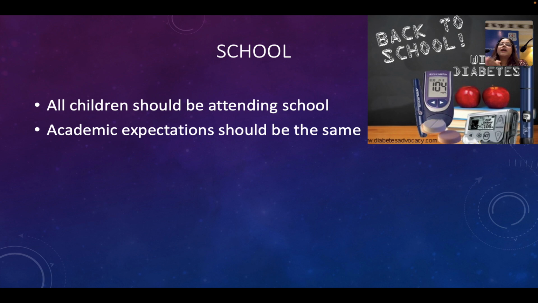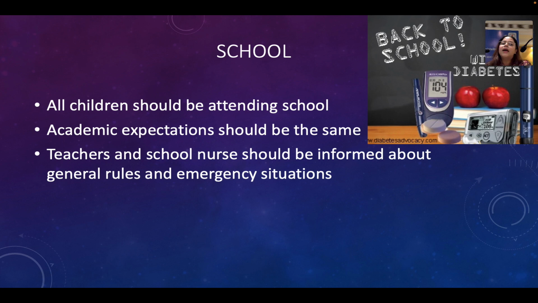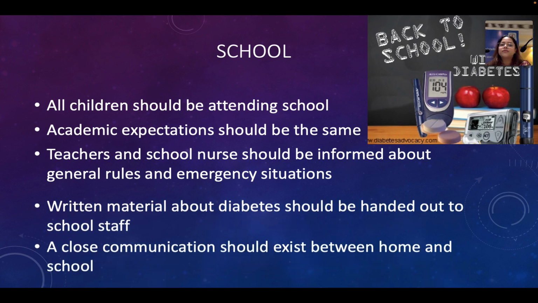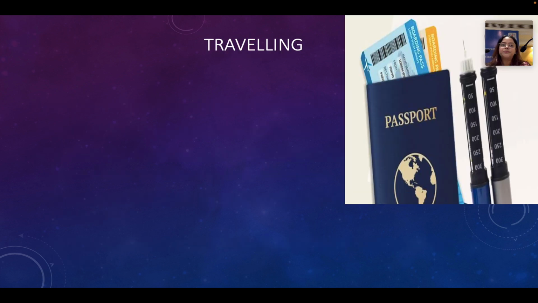So that is why we now have government approved guidelines which say that if any school refuses admission to the child or asks the child to leave the school, they are not allowed to do so, and they can be implicated for that. And academic expectations should be the same. Teachers and school nurse should be informed about general rules and emergency status, and written material about diabetes should be handed out, and a close communication should exist between home and school.